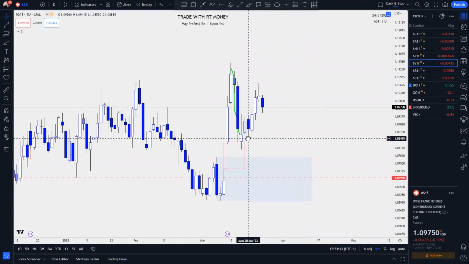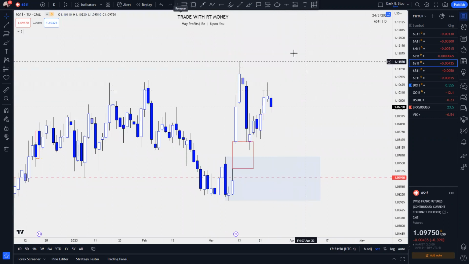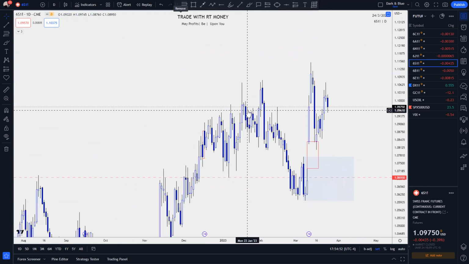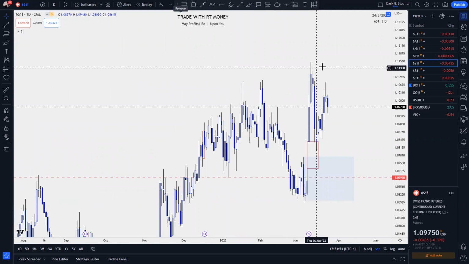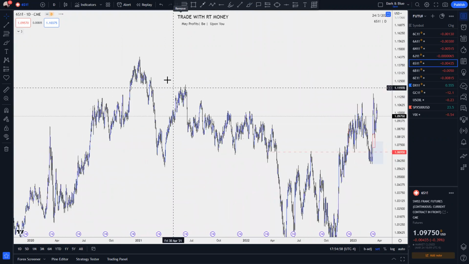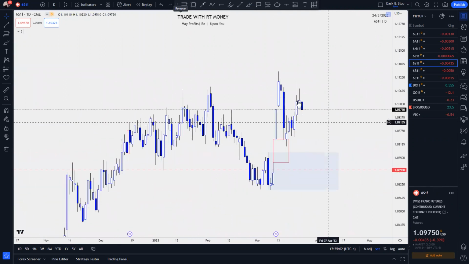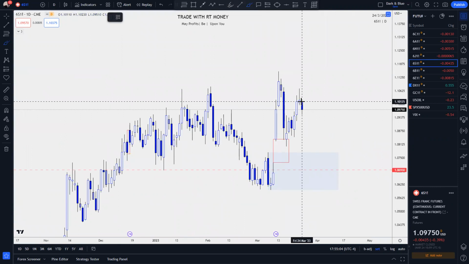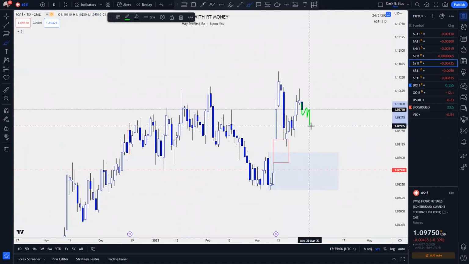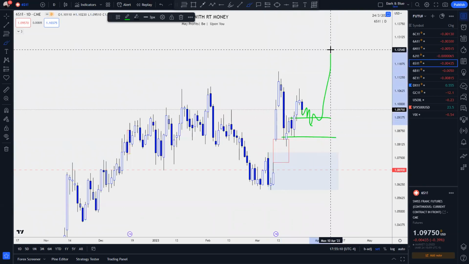Are we going to see price continue higher? I believe that we will. I believe with the Swiss that it'll continue up to this high. So I'm looking for price to quite possibly flag a little bit, maybe down to here, and then continue higher.